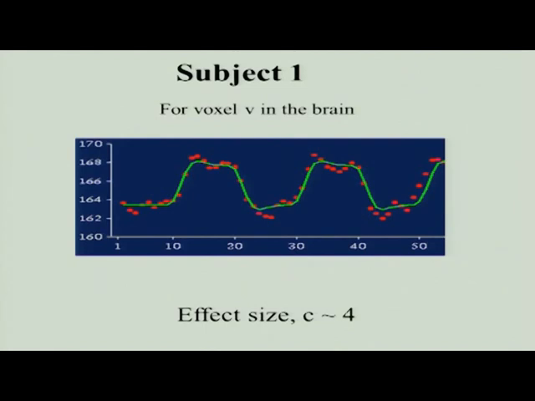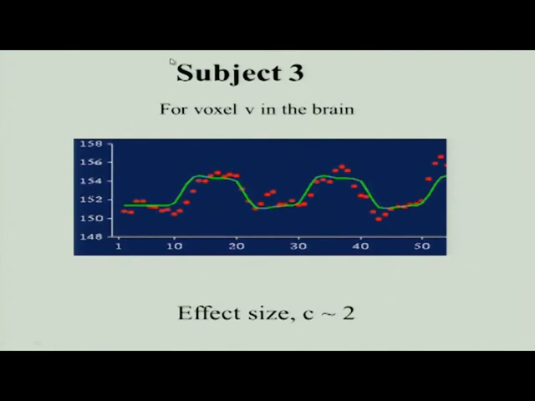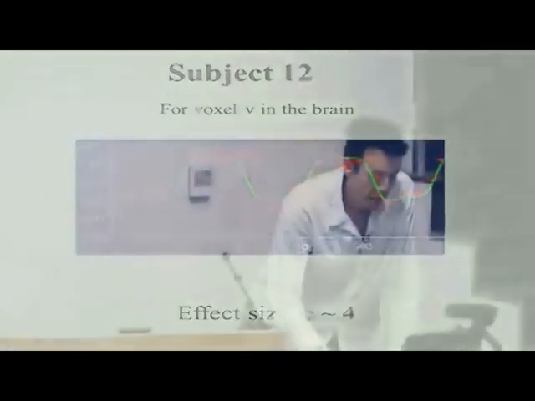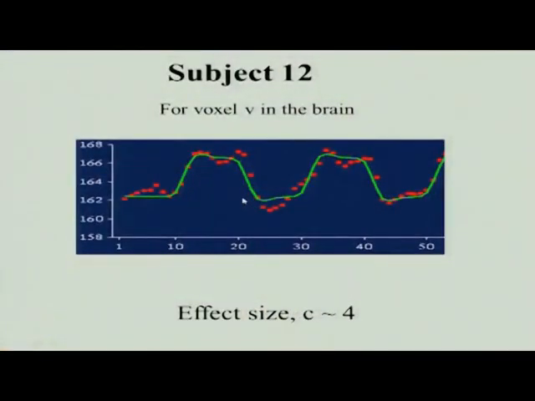So now let's look at another subject. This subject has a smaller effect size, about 2. Typically you'd have 12 or so subjects in your analysis. And this is the 12th subject, and they've got a bigger effect size, this time about 4.